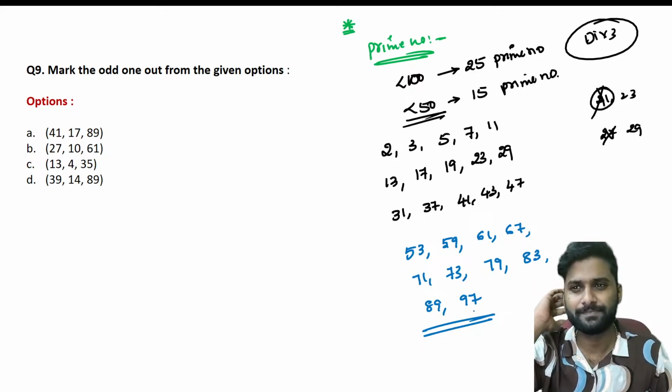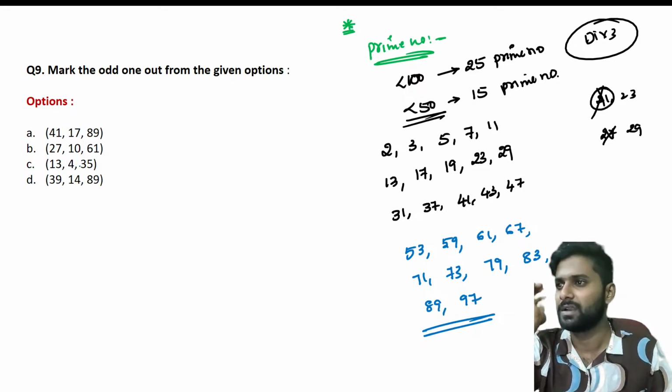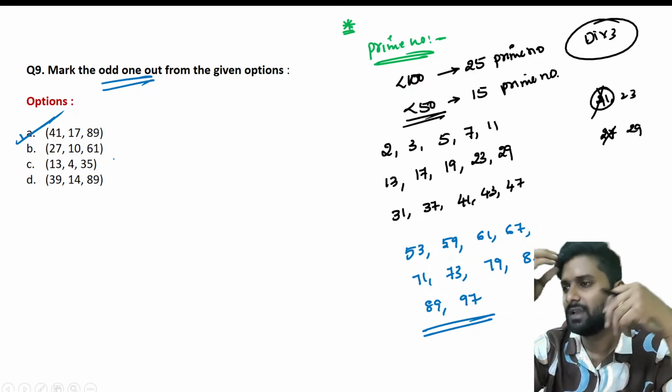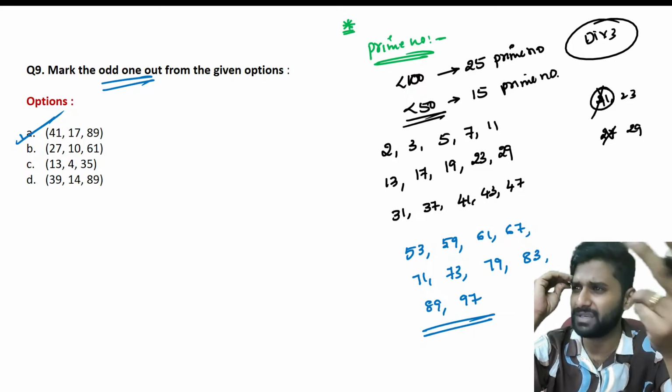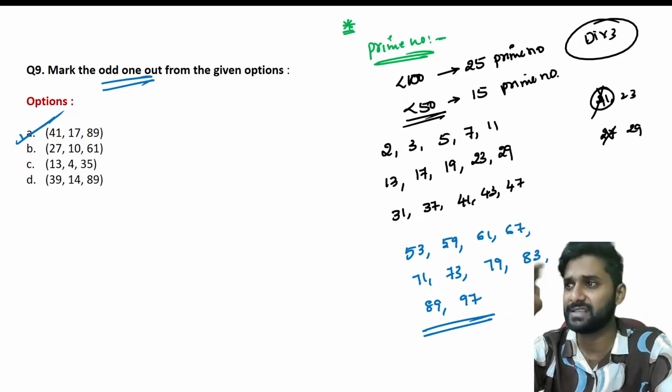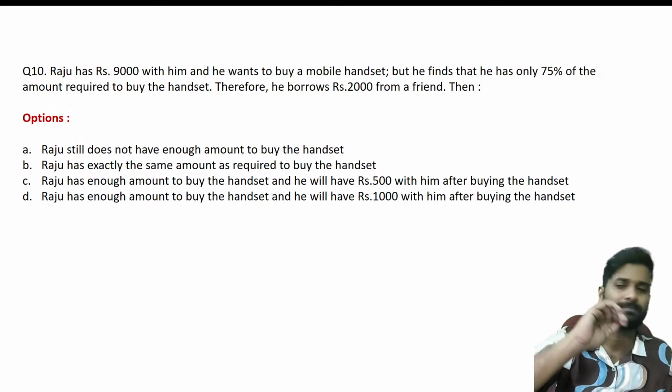Is it clear? Now check it out. If you see all the options, one is completely different. Odd one out means three are similar, one is completely different. If you see the remaining three options, there are two prime numbers and one non-prime number. But if you see the first option, all three numbers are prime numbers. That's why that's the odd one out. Next one.